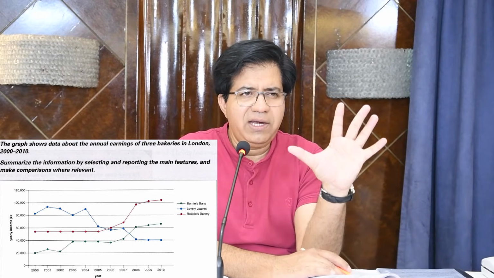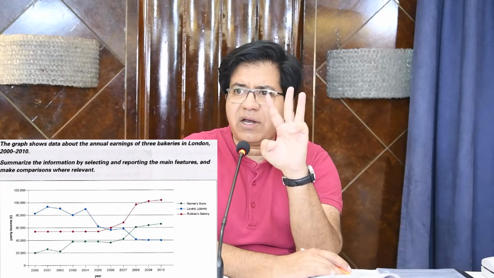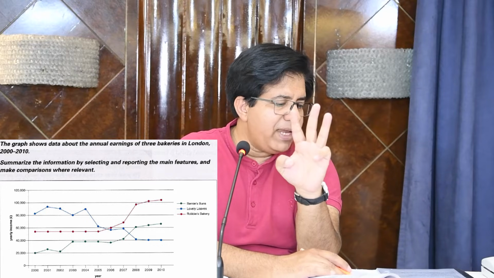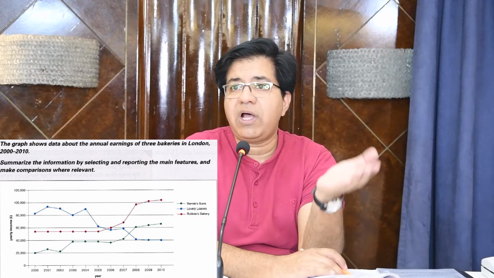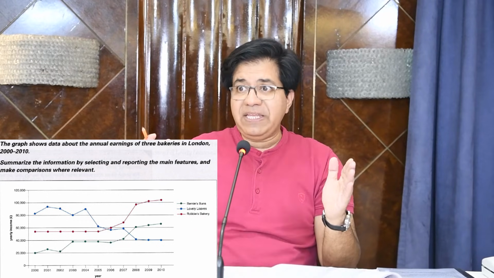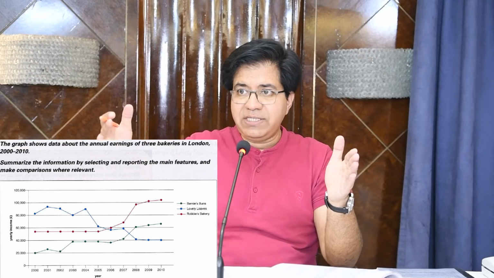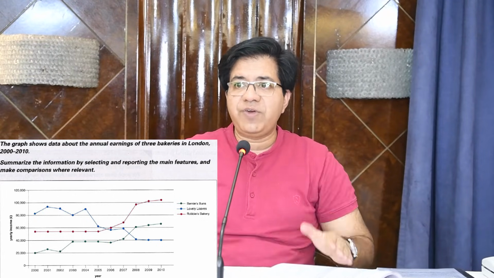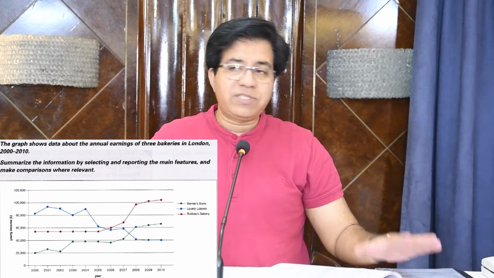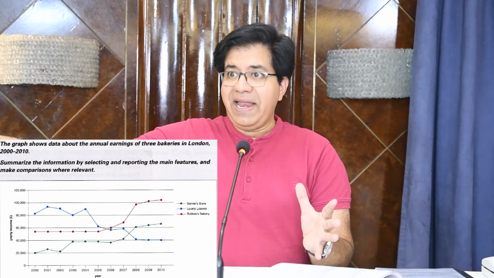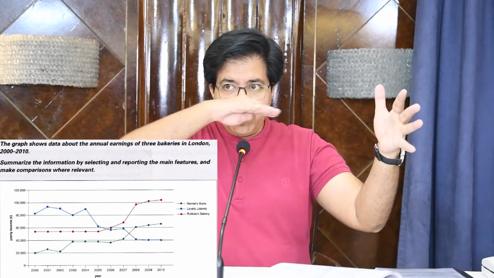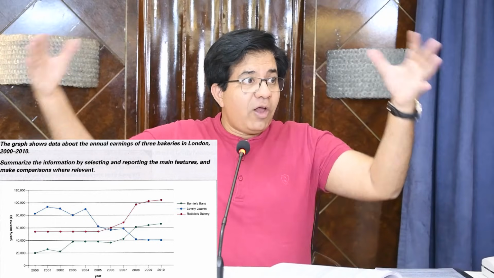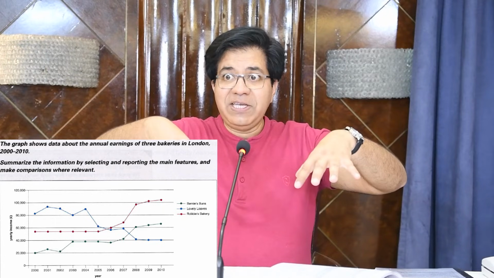Now you understand there is data about the annual earnings of 3 bakeries, and they've mentioned the years 2000 to 2010. So when there is a time period, what is that time period? It's a 10-year time period, 2000 to 2010. So we call it a graph with trends. If they only write 2000 and 2010, try to understand the difference. From 2000 to 2010 means all inclusive, and yes, it continues.